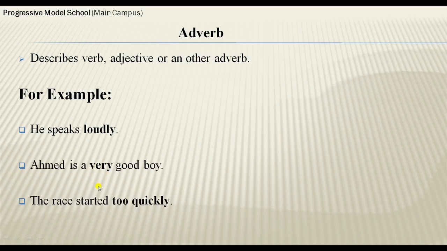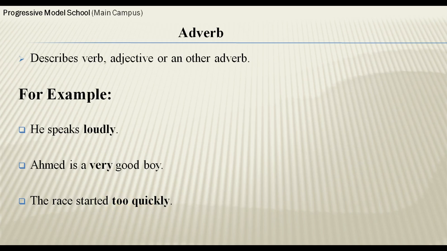Let's move towards another example. The race started too quickly. So here in this sentence we have two adverbs. So here quickly is an adverb, and the word too is modifying the word quickly. How much quickly? Too quickly. So the word too is modifying the adverb. So the word too is an adverb in this sentence.